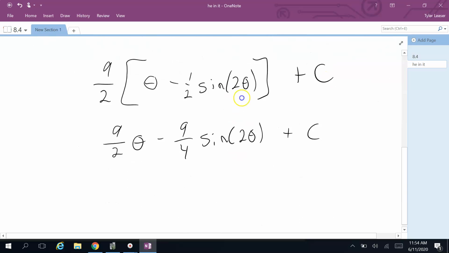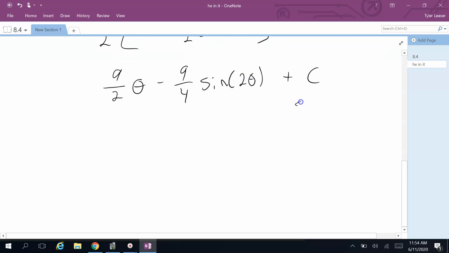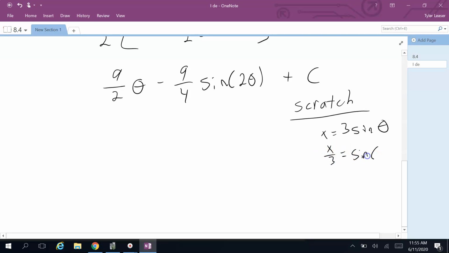So just kind of showing you in scratch paper what's going on here. We have x equals 3 sine theta. To solve for theta, we're going to divide by 3, and then take the sine inverse. So this theta, we're going to substitute with this. All right, we still have this sine 2 theta, though. That, again, scratch paper stuff.